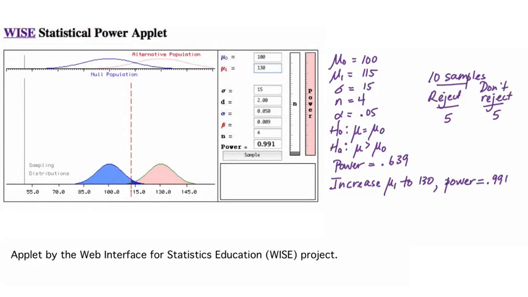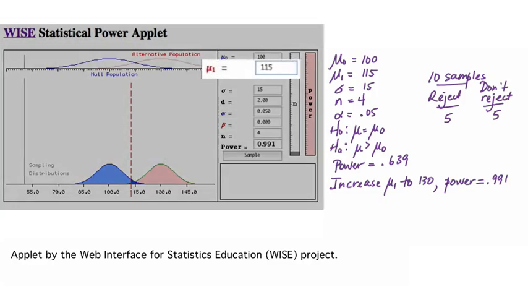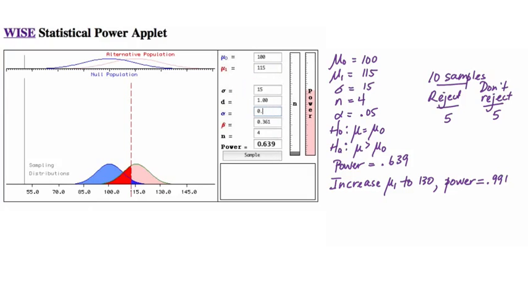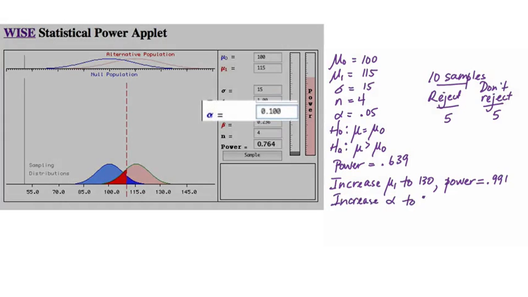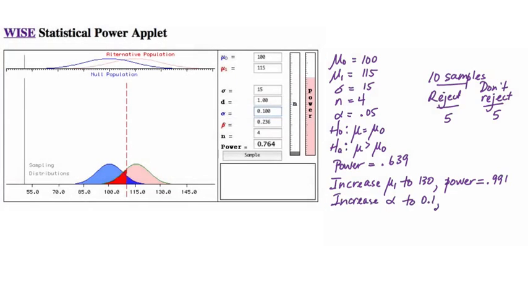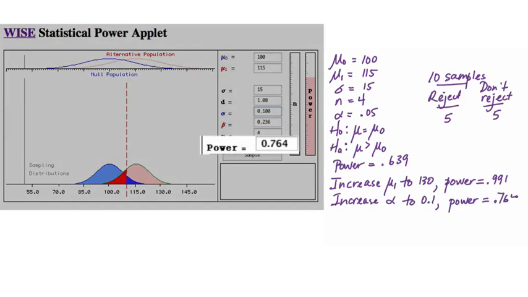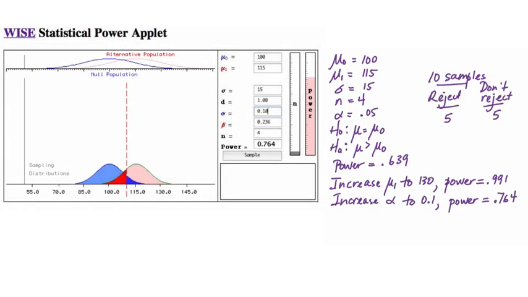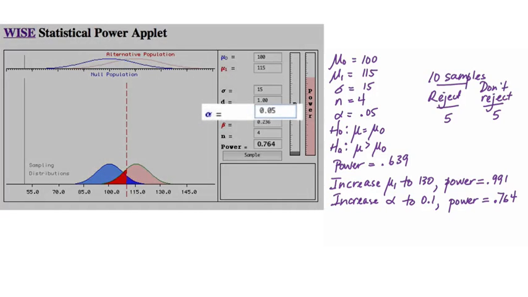For comparison, now let's put the alternative back to 115, and we'll change our significance level from 0.05 to 0.1. Our criterion for rejecting H0 is now less strict. We'll reject if the p-value is less than 0.1, 10%, so we'll reject more often. As a result, the probability that we correctly reject the null hypothesis, our power, should be larger. And indeed, it is larger than our original value of 0.639. It's now 0.764.